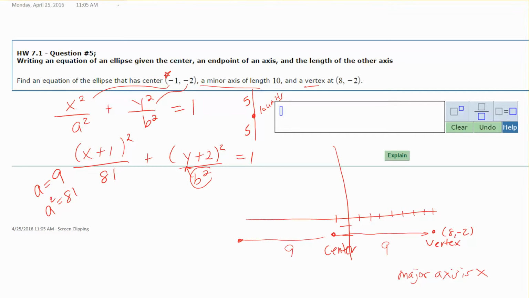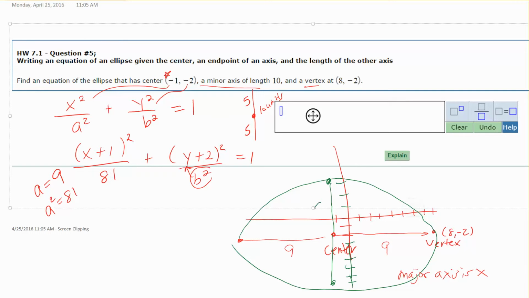of that minor axis. So from the center, if I go up 5 spaces and go down 5 from the center, I have the endpoints of the minor axis, and the length of that minor axis is 10 units, and I can even sketch the ellipse now because I've got all those endpoints.